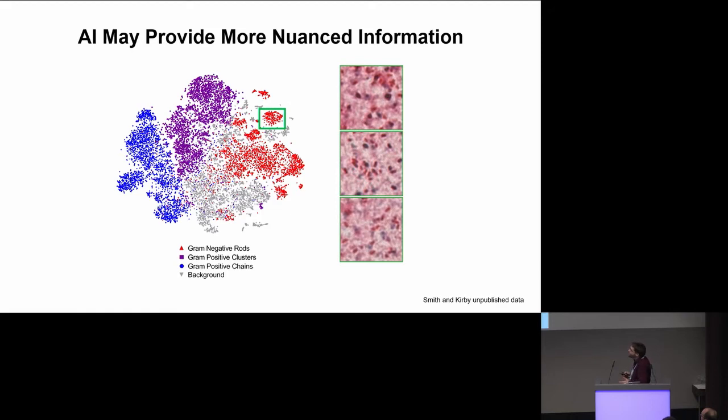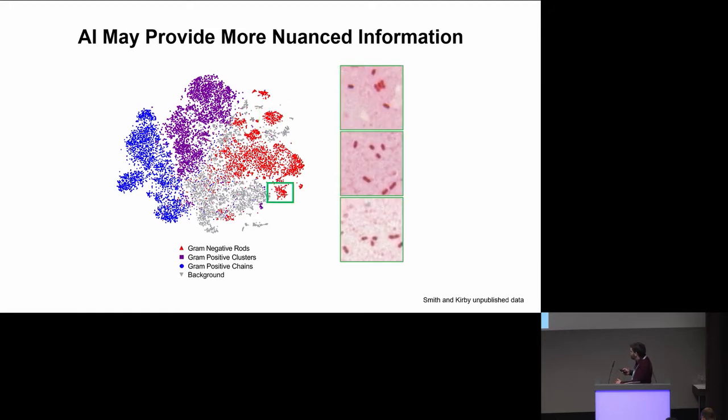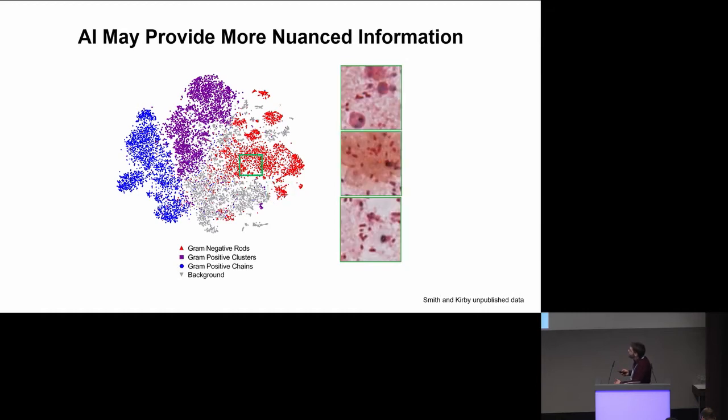And we could see that if you zoom in on the images represented in this little cloud here, we can see some shorter gram-negative rods, maybe with a little bit of background noise. But if you look in different parts of the plot, you can see qualitatively different gram-negative rods with qualitatively different backgrounds, which suggests that our AI may be able to provide more nuanced information in the future about gram stains, and we're looking forward to exploring that a little bit further.